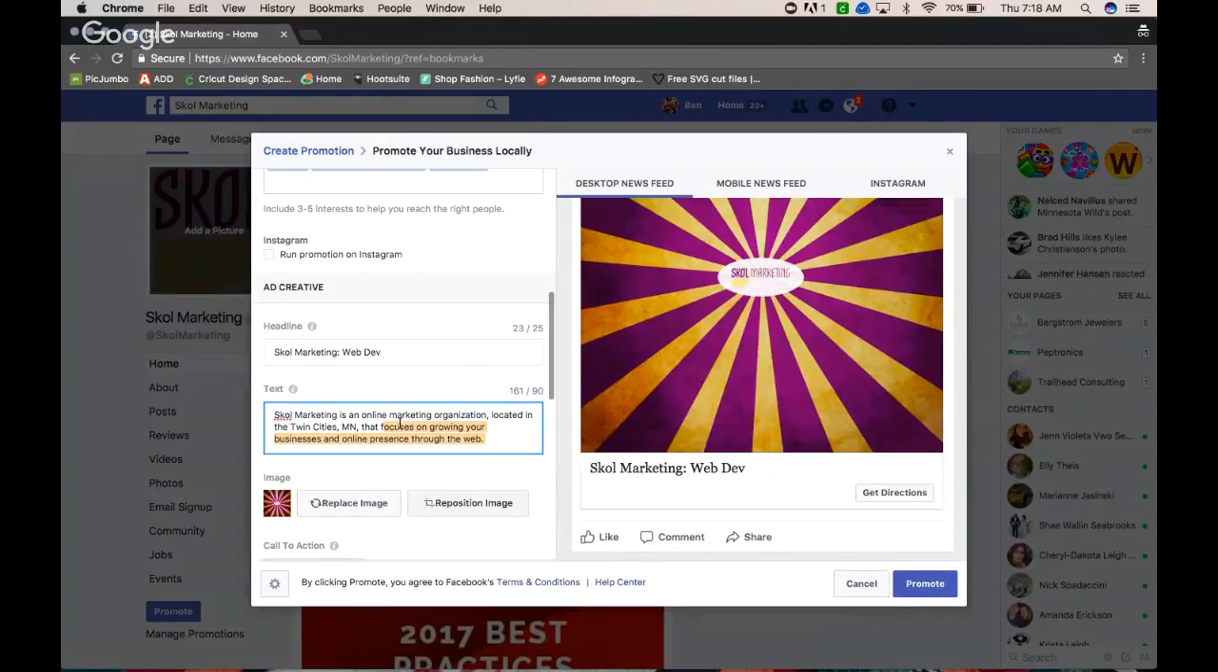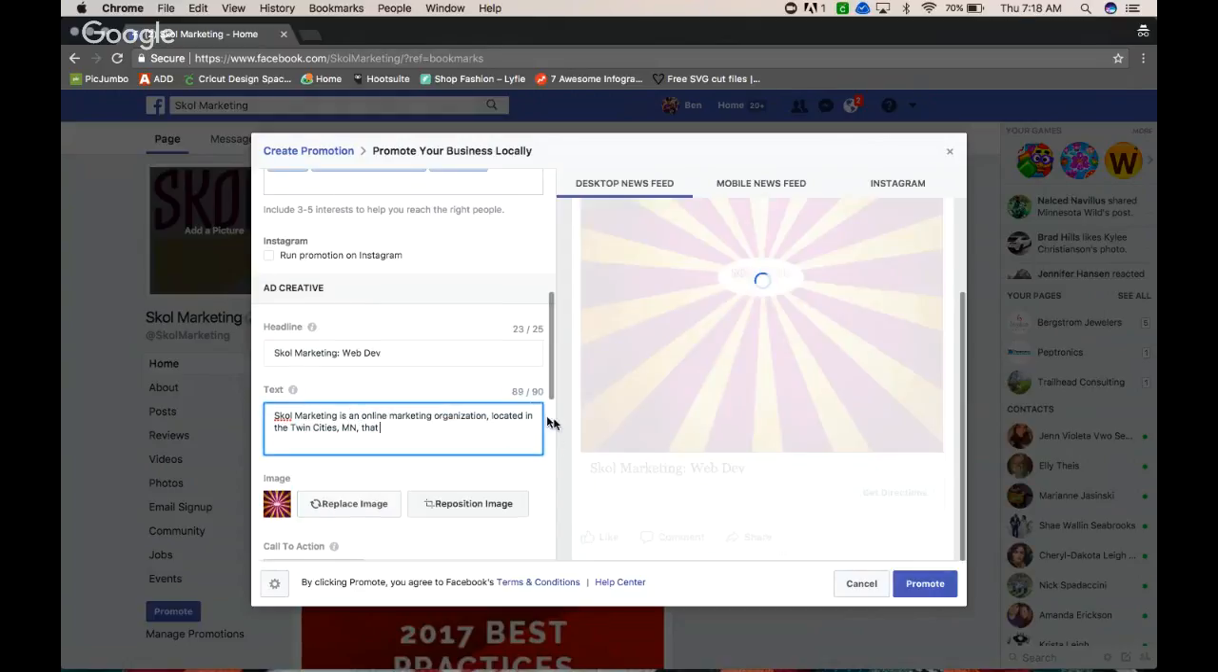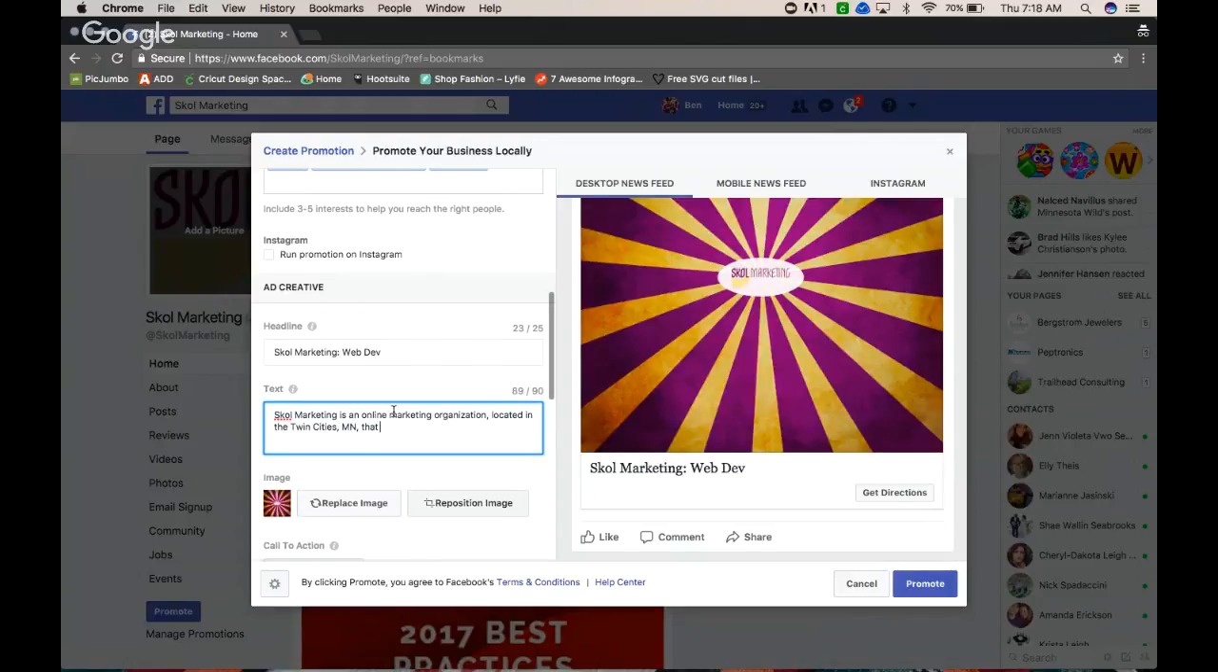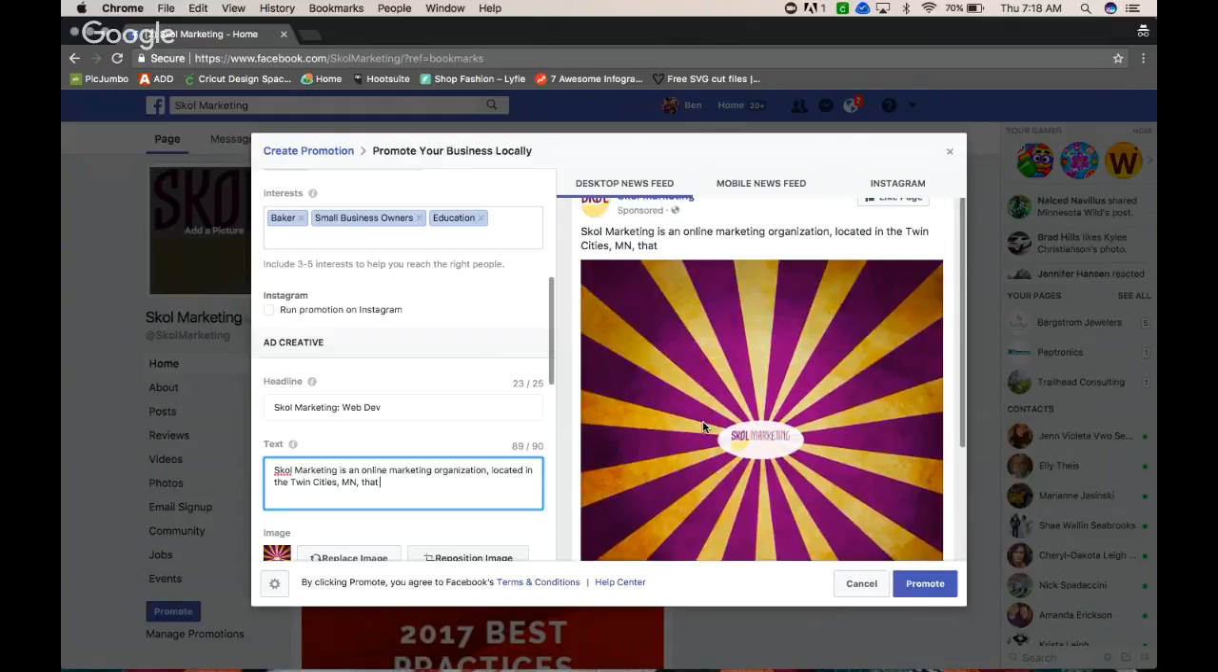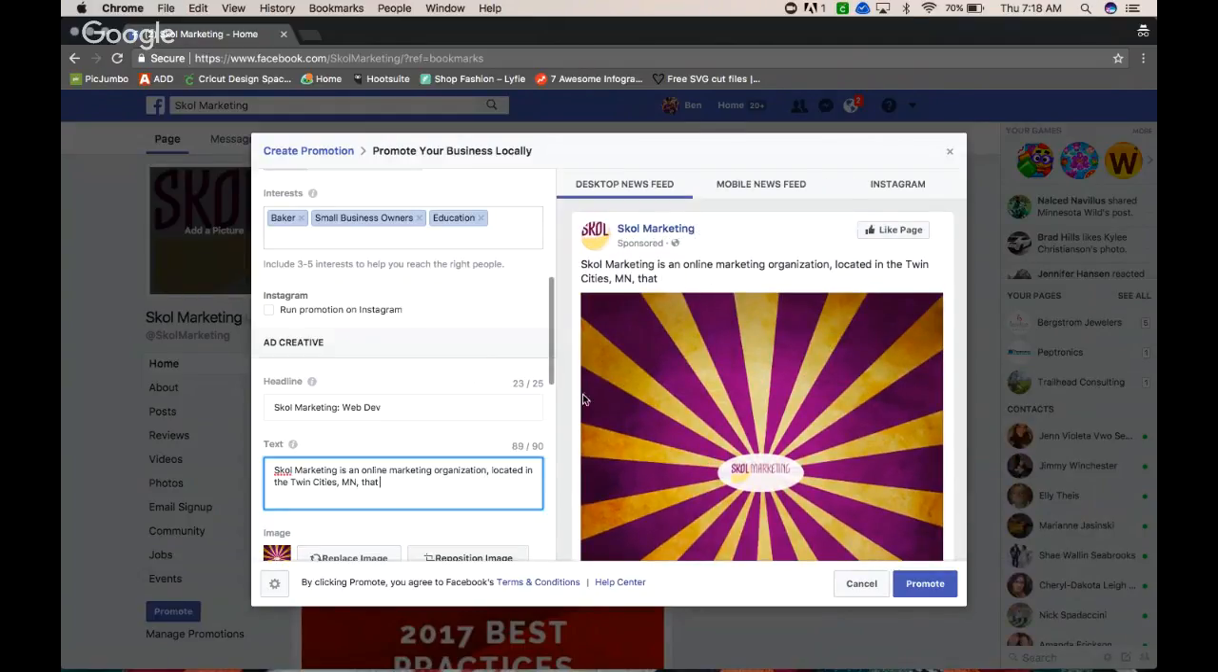And then down here as well, we have our text. Facebook is going to take that. We obviously only get 90 characters right here, and so we're going to have to create, again, a quick, concise message. Now, where the headline was down here, the text is actually right up here, and it's going to sit on top of your ad.